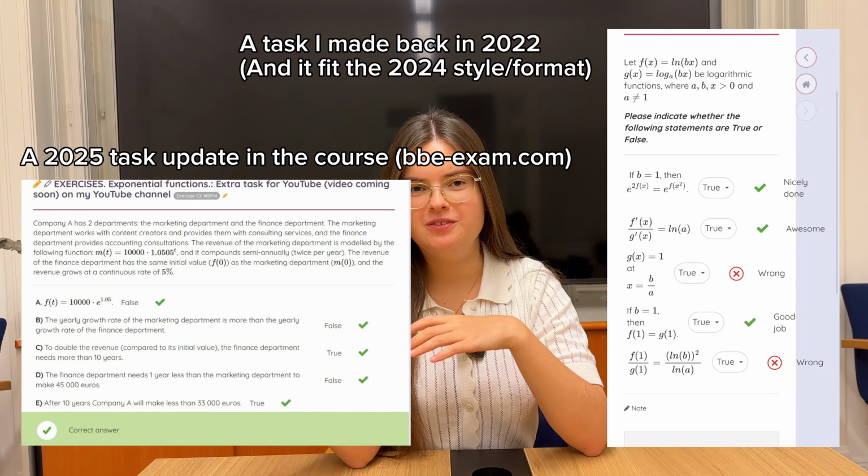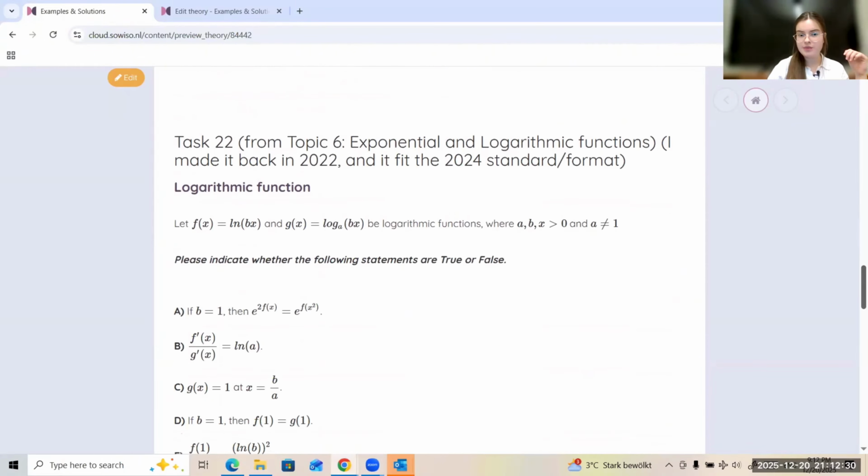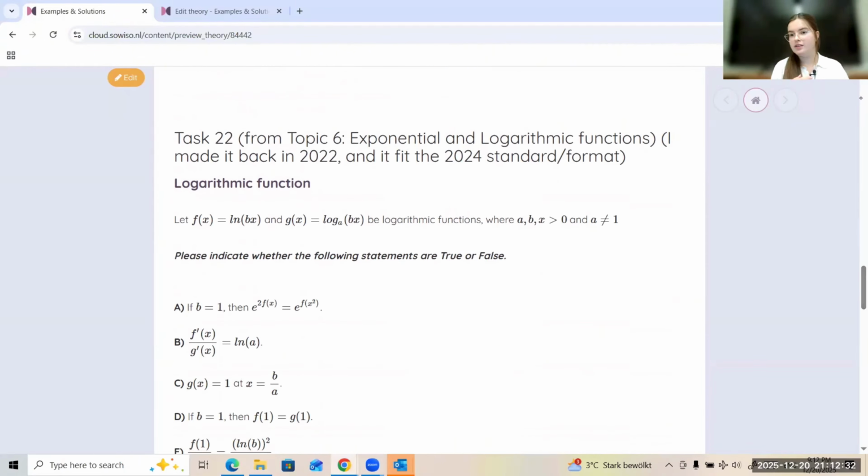So let's get started. This brings us to the teaching part of this video, where I will discuss two tasks. One of them was added in 2025 as an update to fit the text format of the tasks, and then the task that was made by me back in 2022, but it still fit the format, the level of difficulty and the style as of 2024. So let's start with the older task first, so that you can see how it was more like before in the previous years.